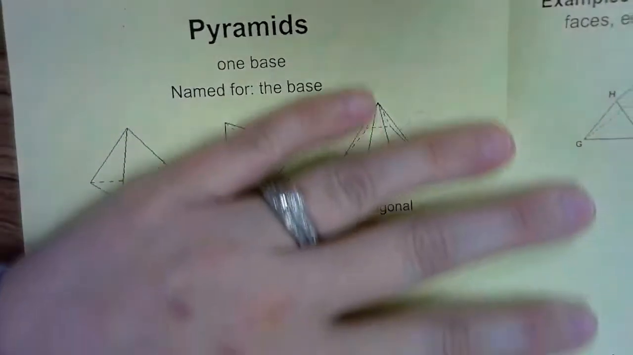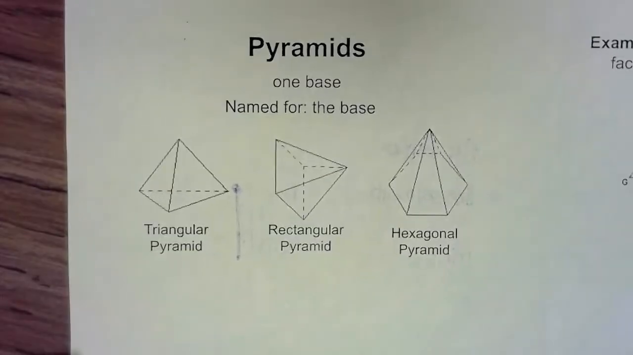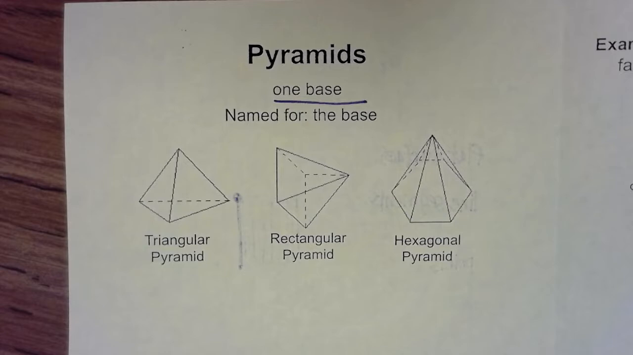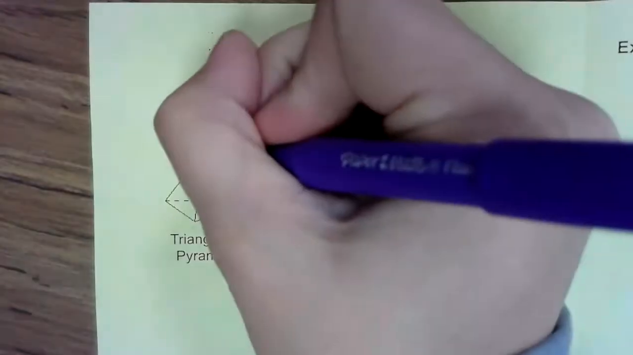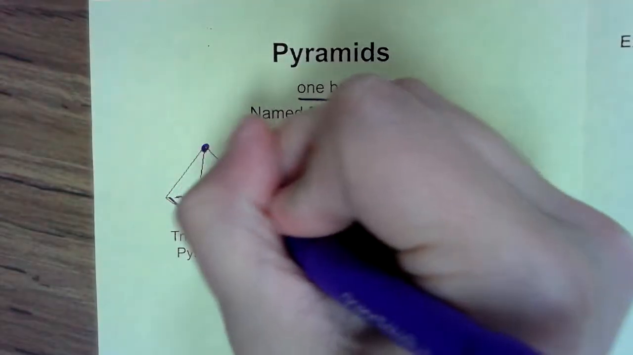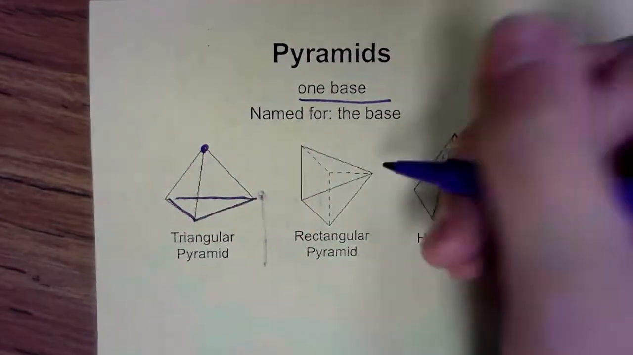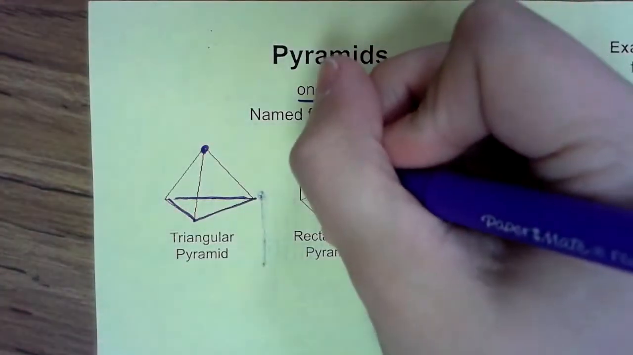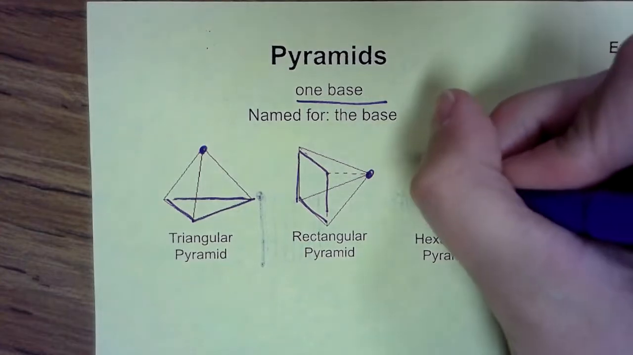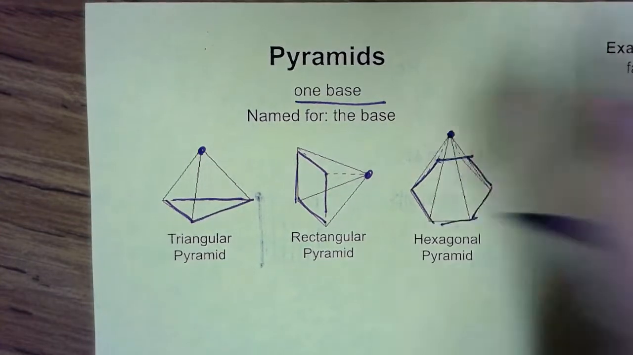We also have pyramids. The difference between a pyramid and a prism is that a pyramid only has one base. A pyramid, though, like a prism, is still named by its base. And so you're going to find the pointy part of your pyramid. It's the vertex. And the base is across from it. So this is a triangular pyramid. This is a rectangular pyramid. And this is a hexagonal pyramid.